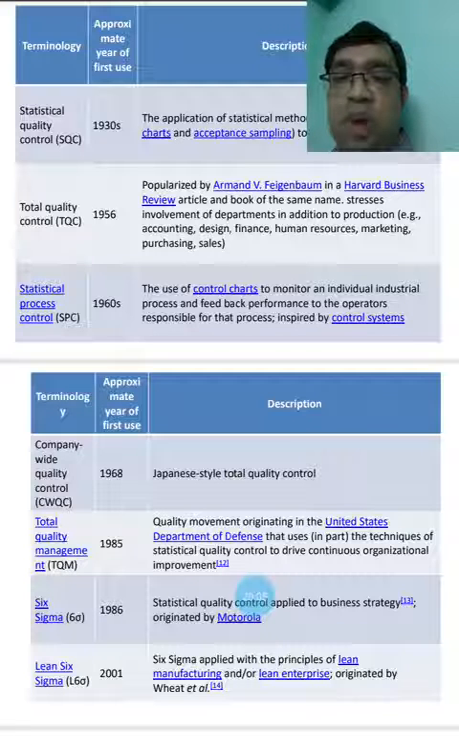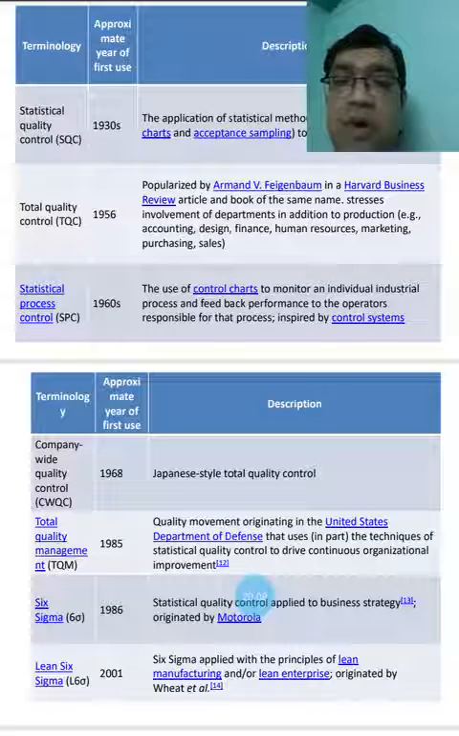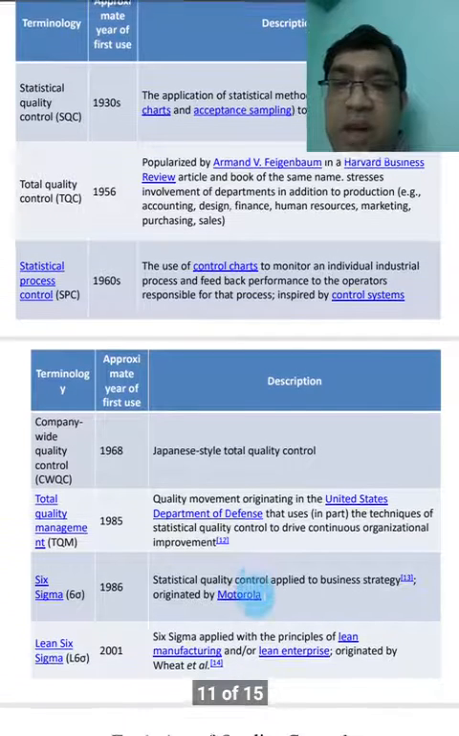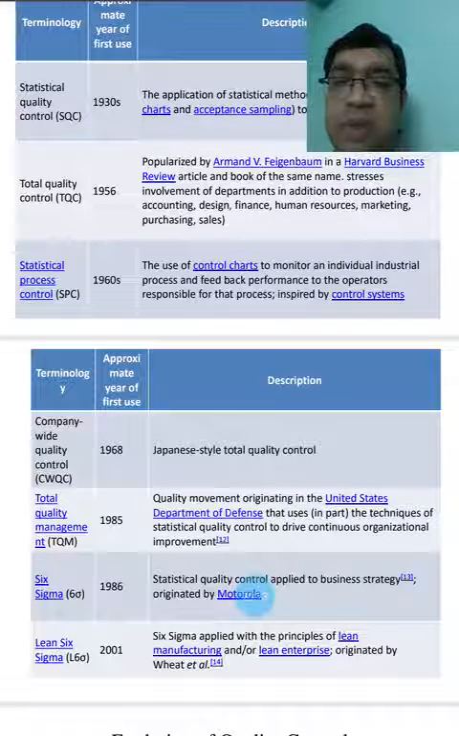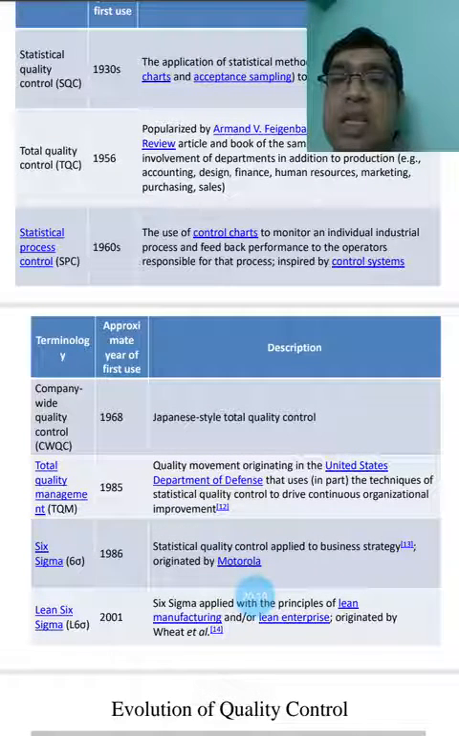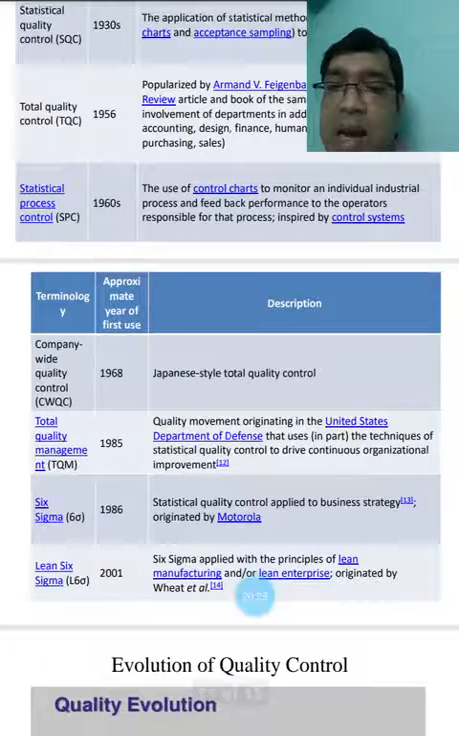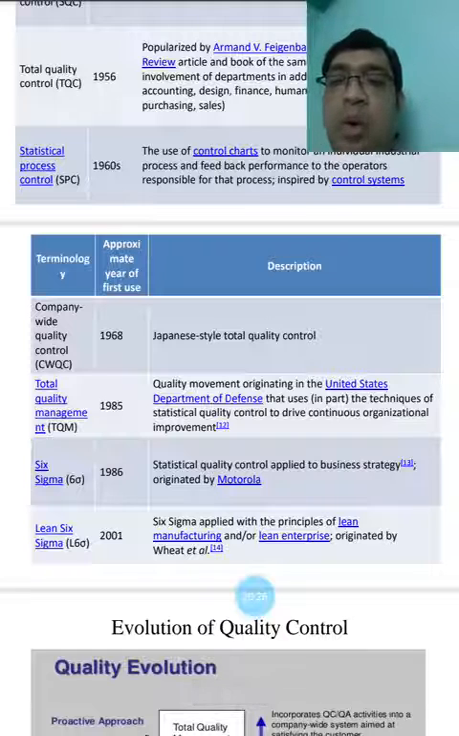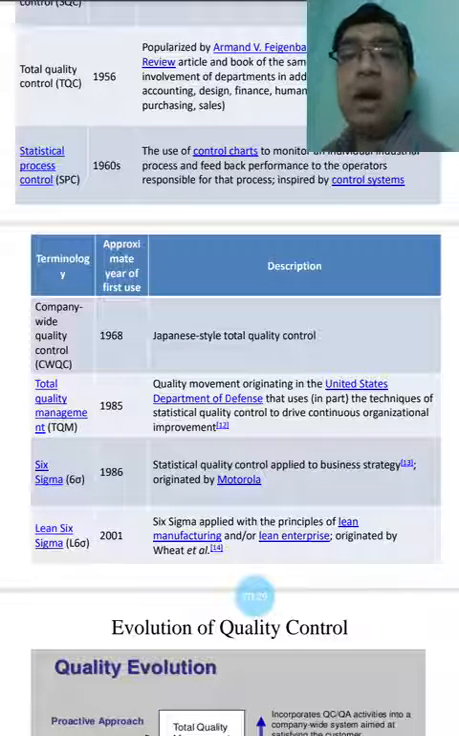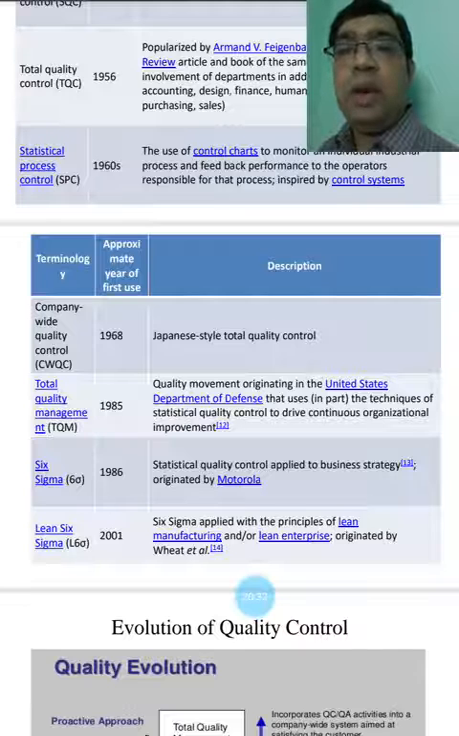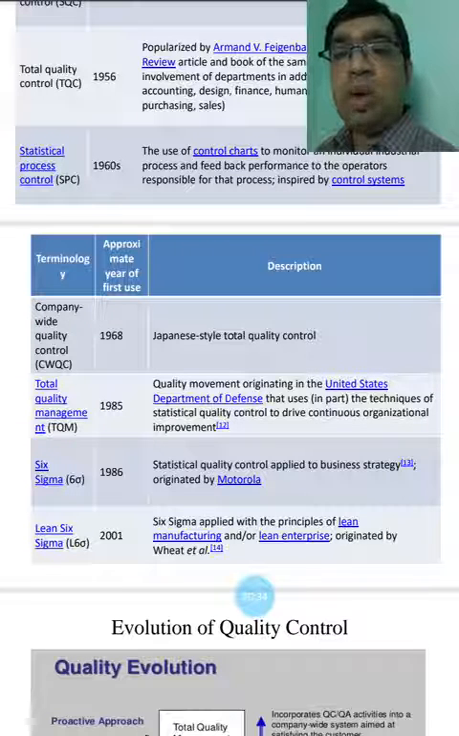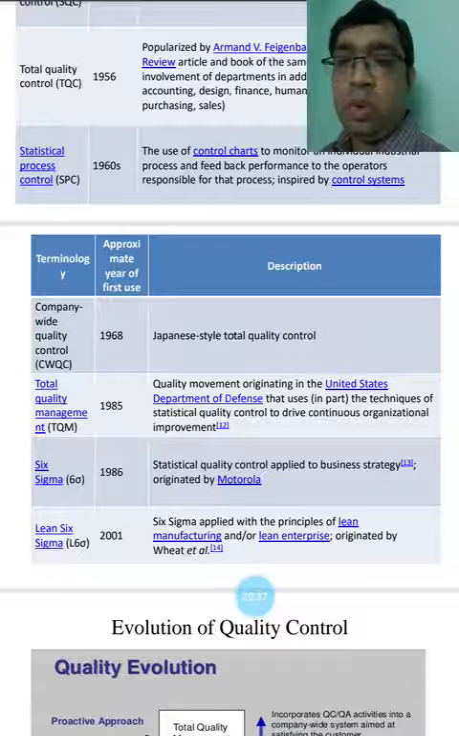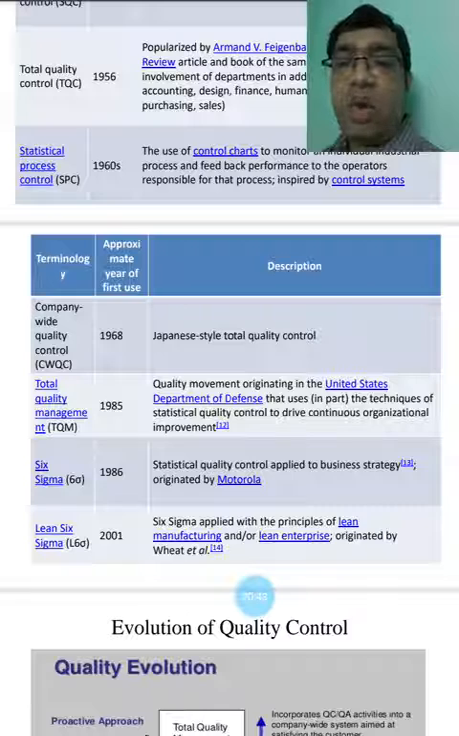Statistical process control was introduced in the 1960s. It is the use of control charts to monitor an individual industrial process and feed back performance to the operations responsible for that process, inspired by control systems. And another is company wide quality control, which different types of companies use, based on company quality control. These ideas were introduced in 1968 as Japanese style total quality control.